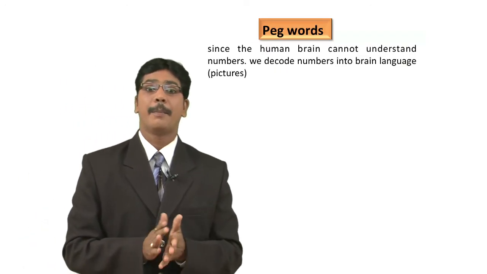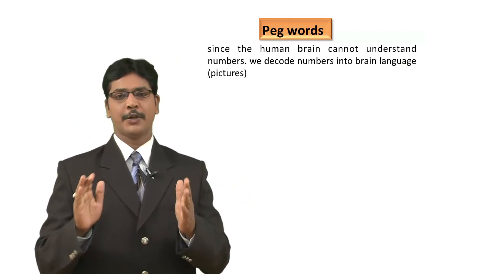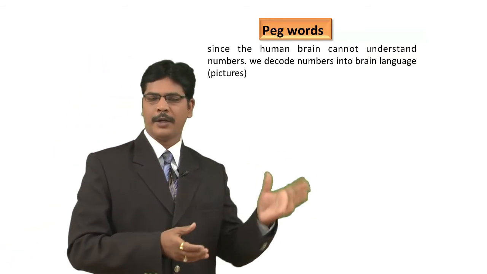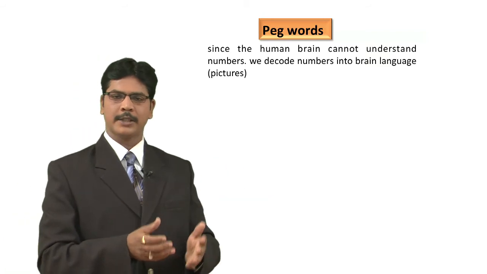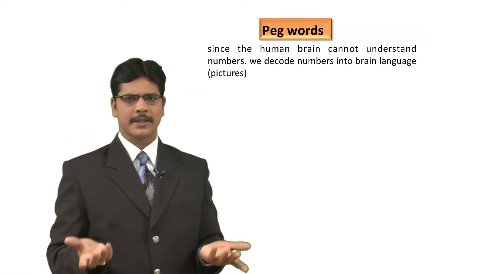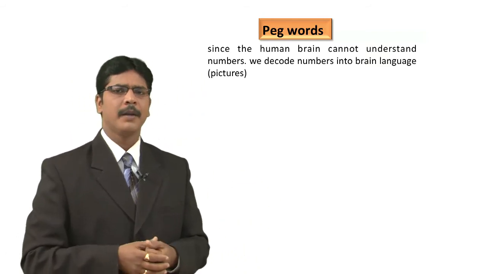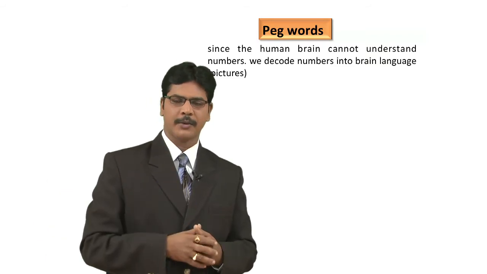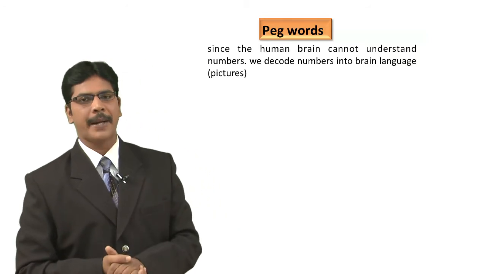Now we'll see the next topic, that is PEG words. I'm going to show you the application of all that you learned in the previous chapters. You learned the phonetics, you converted numerics to phonetics, phonetics to numerics. What is the use of all this? Maybe that's your doubt now. How can we apply it as mnemonics? Now we'll learn it in this chapter, which is called the PEG words.